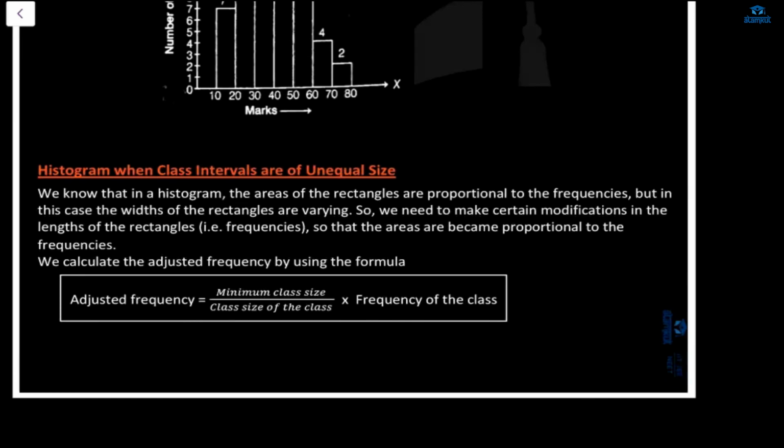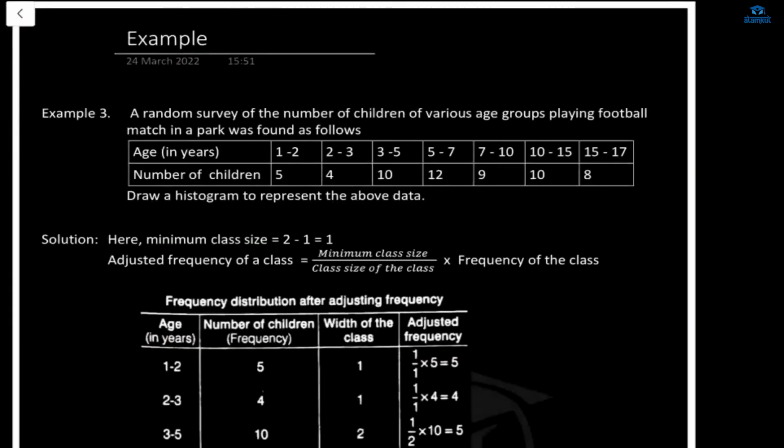Now, what is the formula of adjusted frequency? Minimum class size. What is the minimum class size? In all the class sizes, what is the class size? Class size means the difference between the upper limit and the lower limit. That is your class size. So you have to find the class size of each class interval, and whichever is the minimum, you write that above. Then the class size of the class you are finding, you will write that, then multiply with the frequency of that class. We have seen this question, but it is just a quick revision.